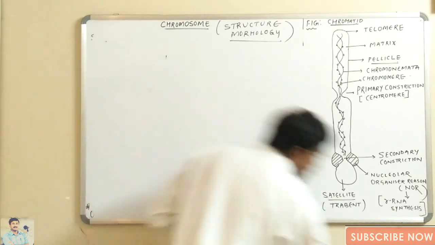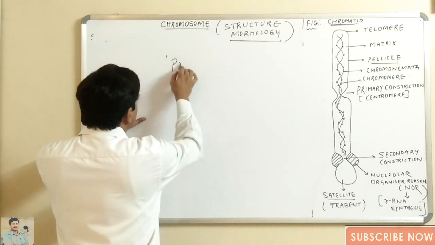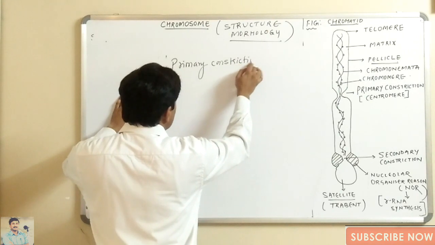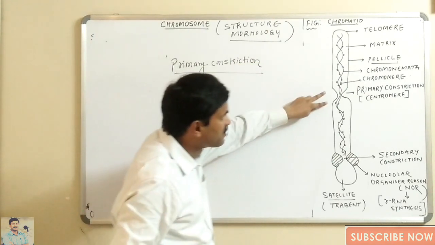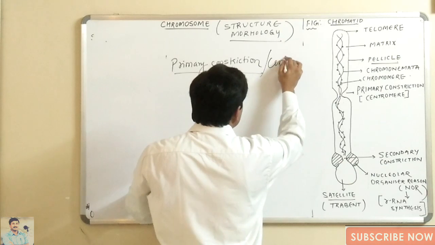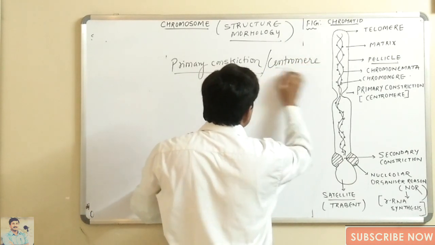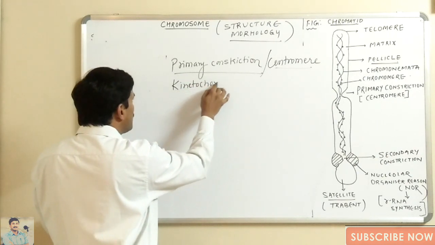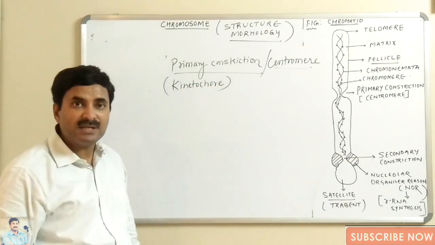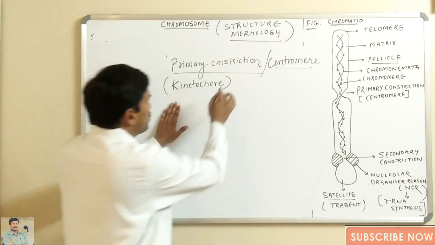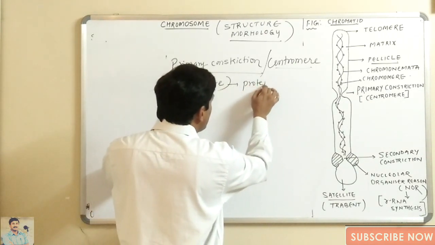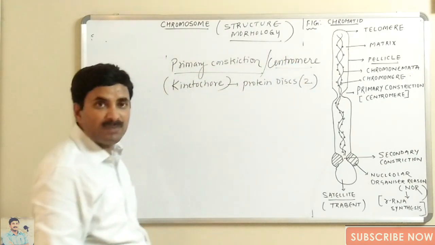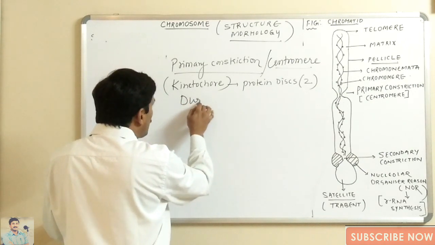Now, next point, that is the primary constriction. This primary constriction is also called as centromere. Sometimes we also use the word kinetochore when we are discussing the primary constriction. Now, what is kinetochore? Kinetochores are actually protein discs. There are two protein discs on the centromere, right? And what is the role of these protein discs?